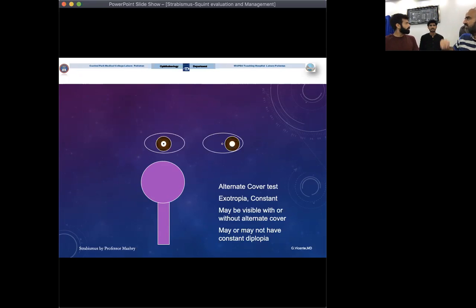So this is primary gaze. And Mr. Numan, please now look towards this tip of this marker. These are all secondary positions of gaze.